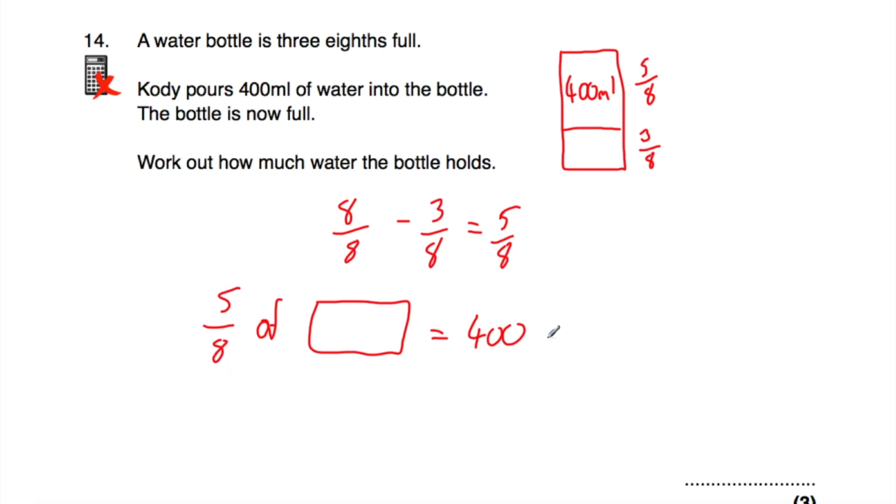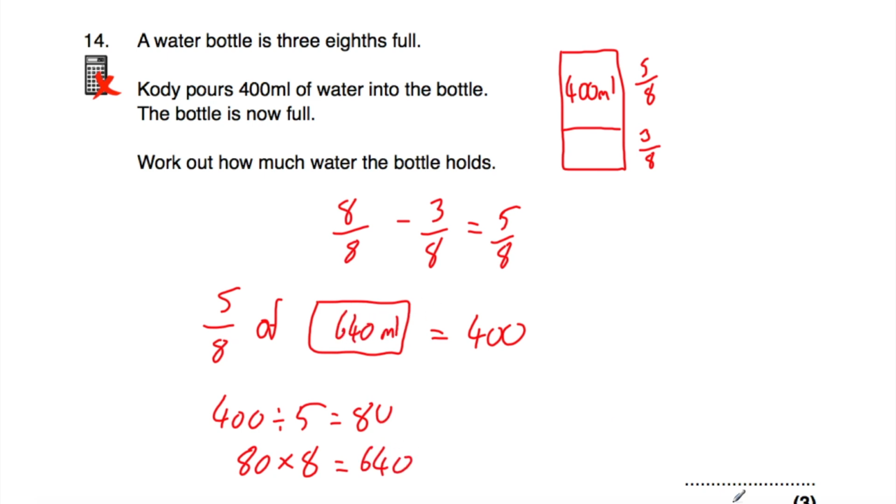So let's work backwards. Let's take our 400 and divide it by the top. So we're going to divide by 5. That's equal to 80. And then times by the bottom, 80 times 8 is equal to, 8 times 8 is 64, so that'll be 640. So 640 millilitres, that's how much the whole bottle contains.